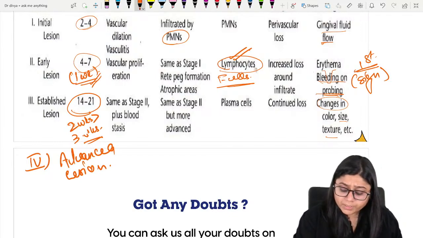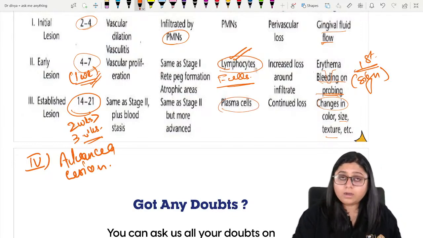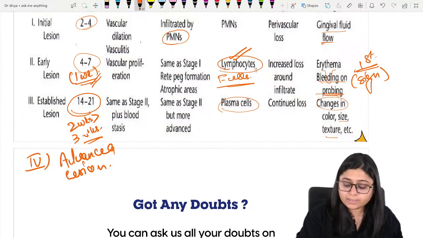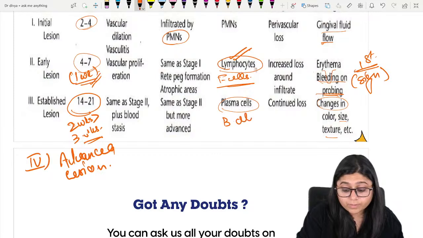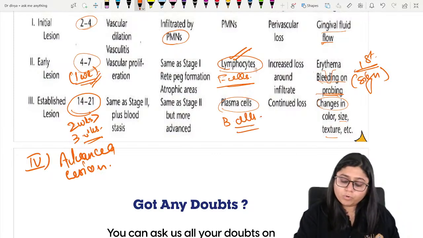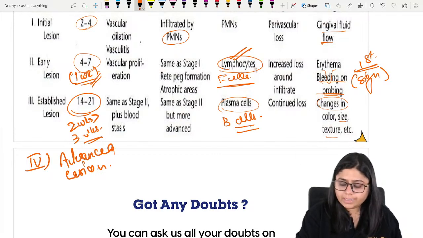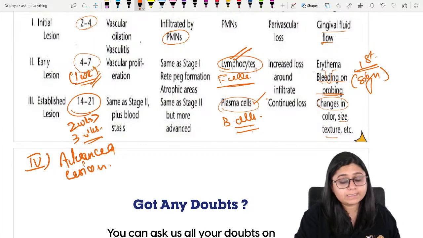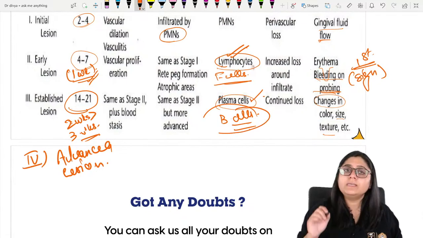One more MCQ we need to cover in this is the plasma cells. They can ask which cells predominate in the established lesion, whether they are plasma cells, and they can also give B cells in the options. So if both options are given, if option A is plasma cells and option B is B cells, then you need to choose the plasma cells and not B cells. But if plasma cells is not in the options, then you need to choose the B cells.